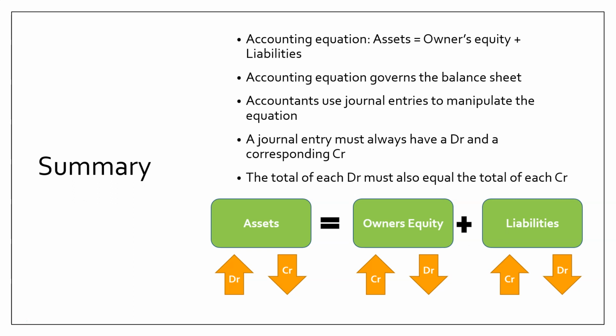So that's really important. When we're doing a journal entry, we must always have a debit and a corresponding credit. We can never have a debit or a credit by itself. They must be paired. And the total value of our debits must also equal the total value of our credits.